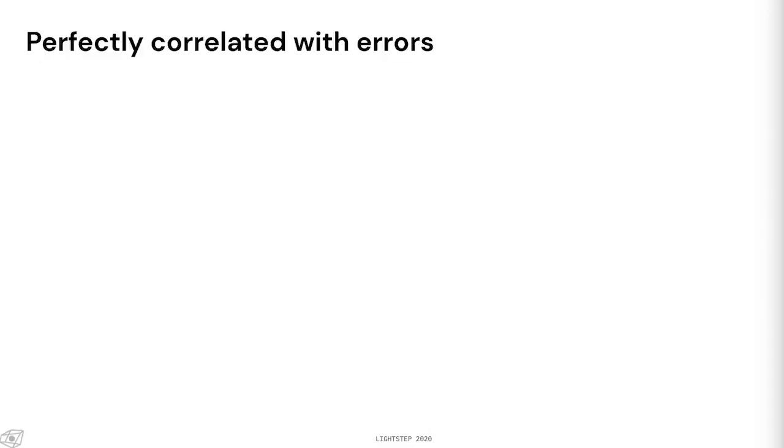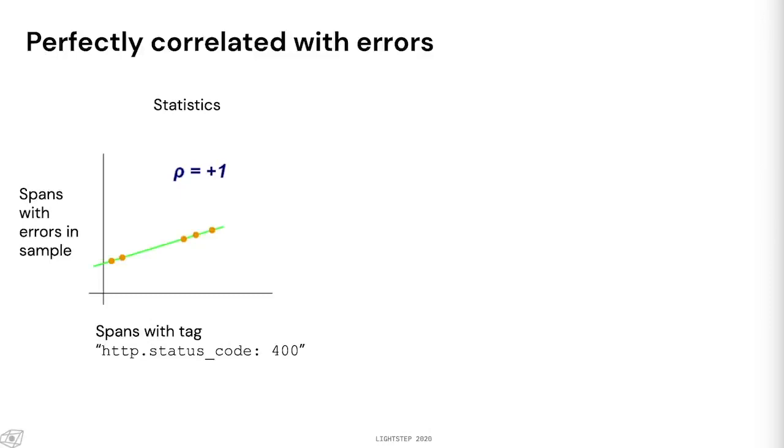We can also correlate with errors, and in this example, there's a perfect correlation with errors in the sample. So this is a span with the 400 tag for HTTP status code. We don't really look at this in the context of a histogram because we're looking at errors, but in this case, there was a perfect positive correlation between errors and this tag.